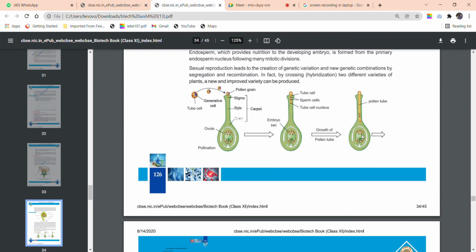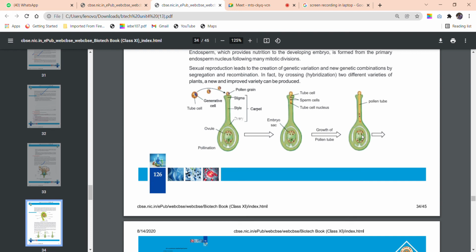Fertilization will produce the zygote, but triple fusion will produce the endosperm. When these two processes occur together, we call it double fertilization. So internal ovary development occurs after fertilization and triple fusion. Okay, so first of all, try to know the function of synergids.